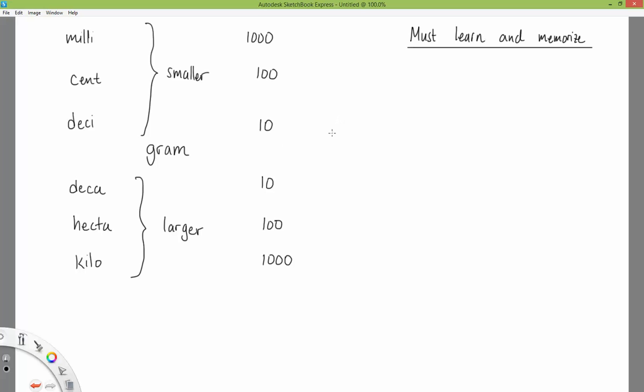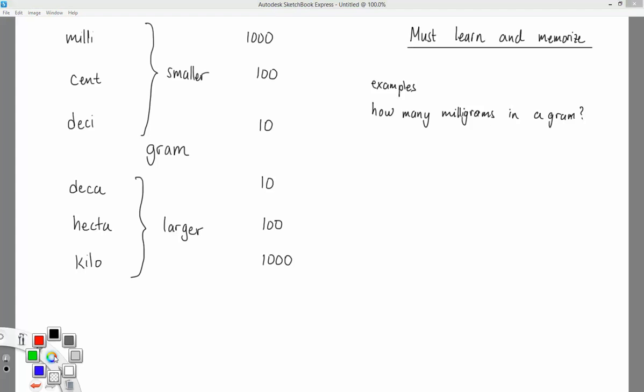So just a few examples we can ask. How many milligrams in a gram? This is just a very simple question. Don't shout out your answer. How many milligrams in a gram? Just think about it. And now say your answer is 1,000 milligrams in a gram.